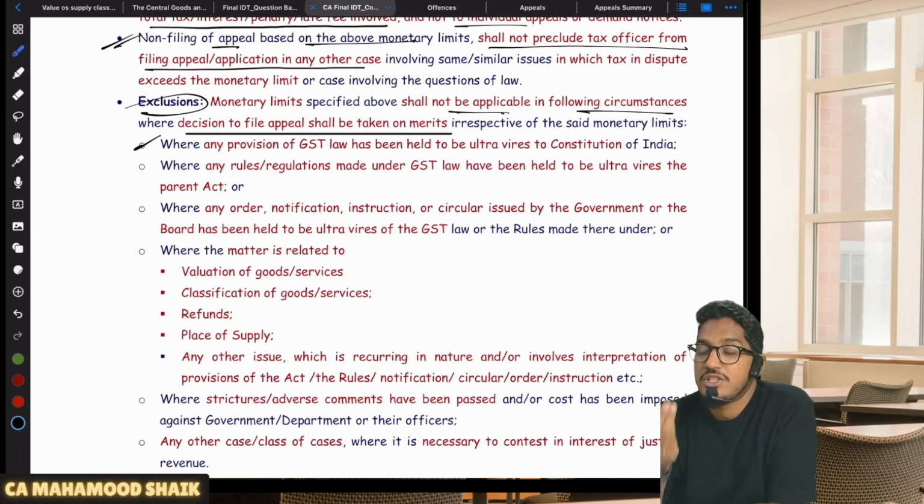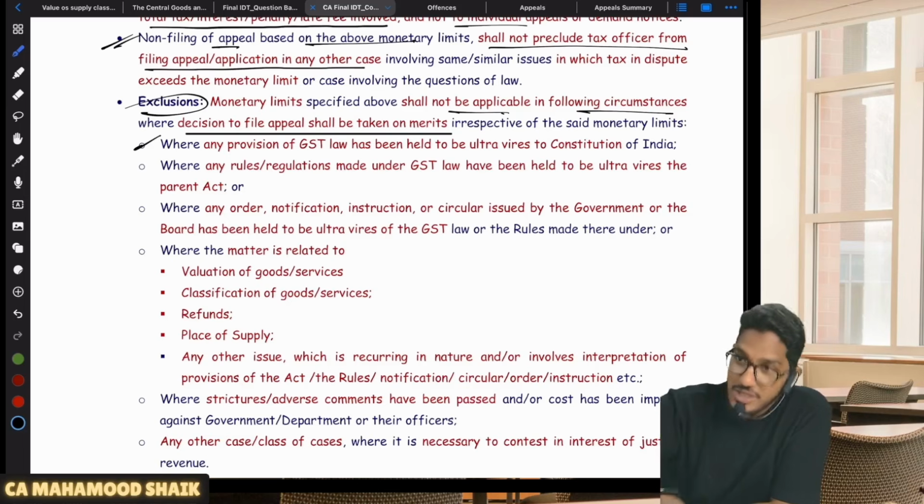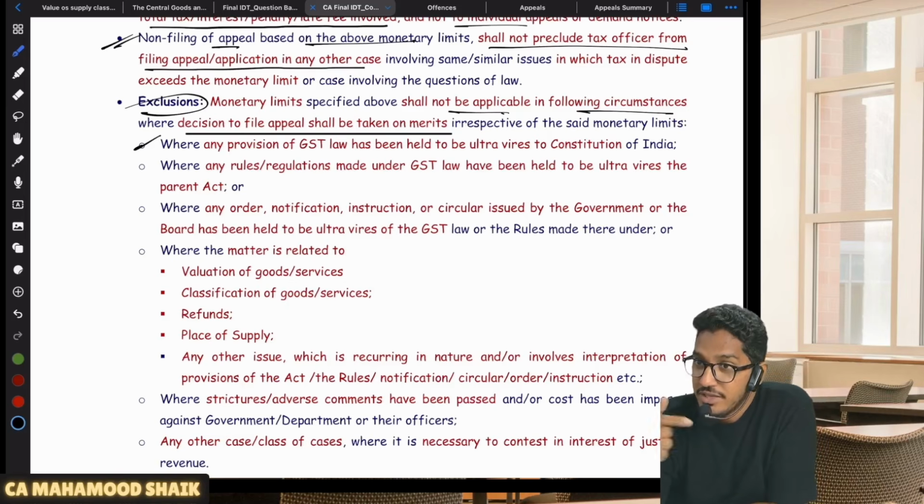In case any judgment was passed by the appellate authorities saying that your Act is ultra vires the Constitution, your rules are ultra vires the Act, your circulars are ultra vires the rules, like that, if any judgment has been passed, don't look for the limit, directly go for the appeal to the GSTAT, High Court or Supreme Court. They are challenging the constitutional validity, then don't check for the limit, go for an appeal.